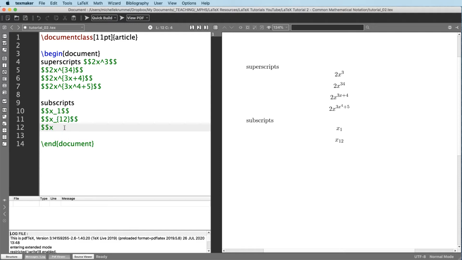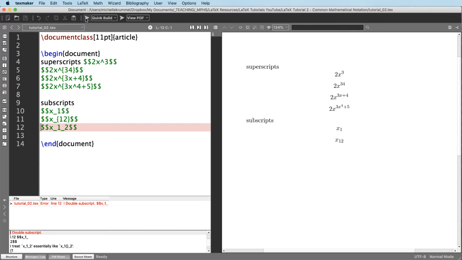So let's just do x sub 1 sub 2. And I think this might cause an error if we just type it like this. Yes, it did cause an error. So we have to use curly brackets here so that the compiler knows what it is we're trying to do, because it's different if you want x sub and then 1 sub 2 versus x sub 1 sub 2.